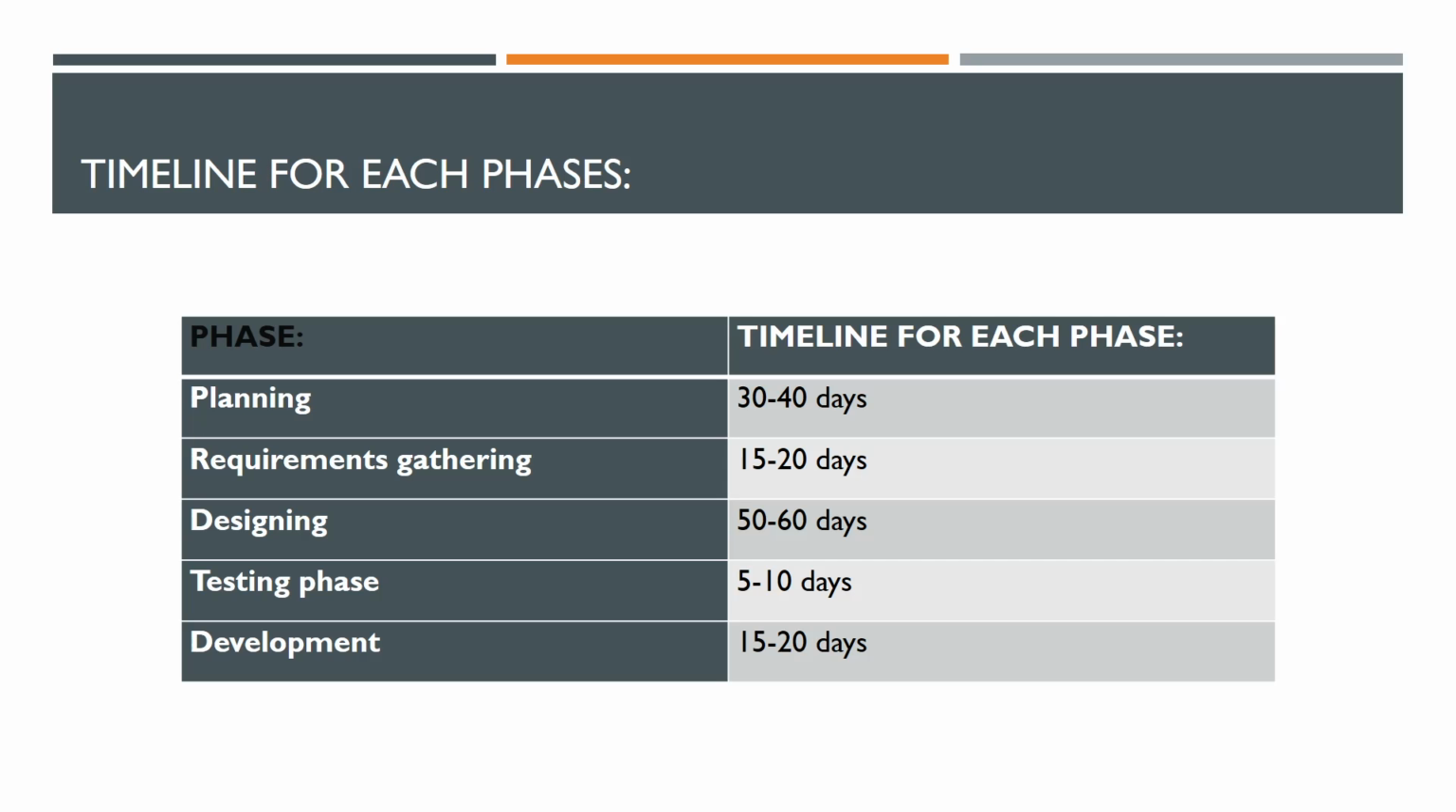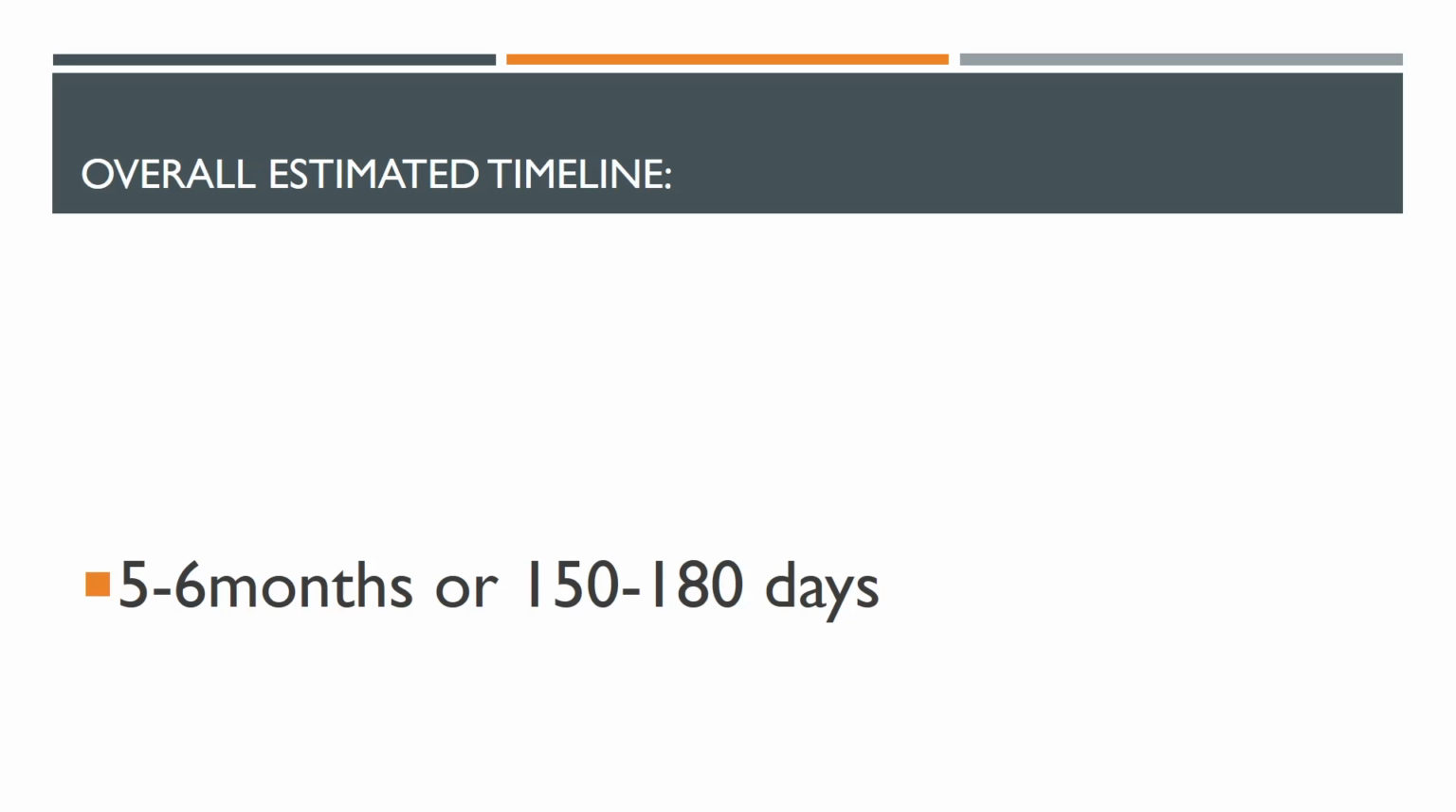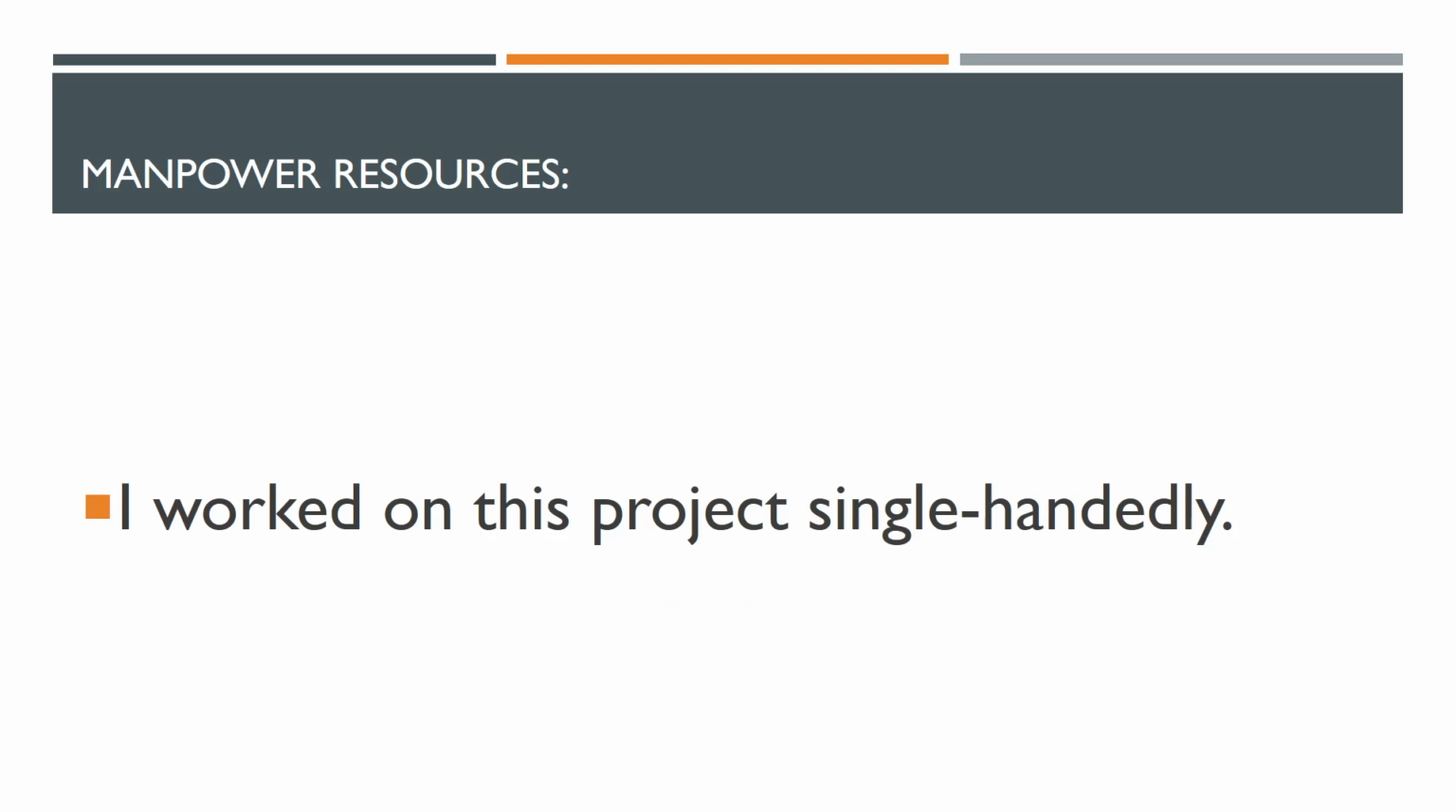Timeline for each phases. So, planning, it would take 30 to 40 days. Requirements gathering, 15 to 20 days. Designing is 50 to 60 days. And testing phase is 5 to 10 days. Meanwhile, the development is 15 to 20 days. So, the overall estimated timeline in which the product will be finished is 5 to 6 months or 150 to 180 days. So manpower resources are work on this project single-handedly.